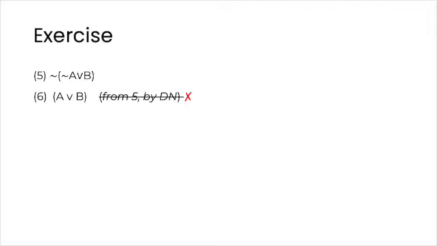If you look at it right to left, A or B is of the right form for DN, but the result of this application would be tilde tilde, open parenthesis, A or B, close parenthesis, with two consecutive tildes, which is quite different from not, open parenthesis, not A or B, close parenthesis.